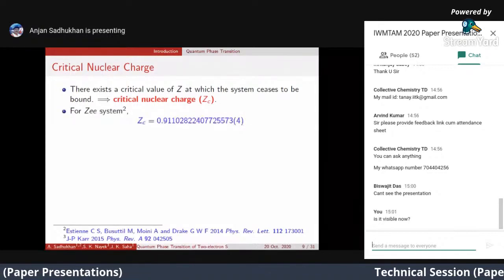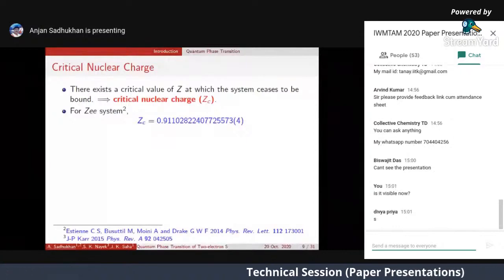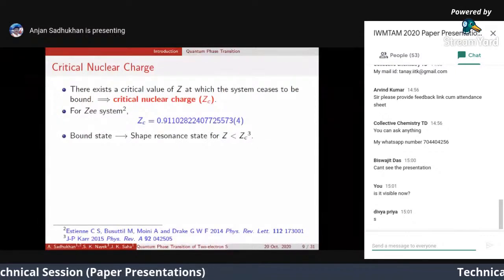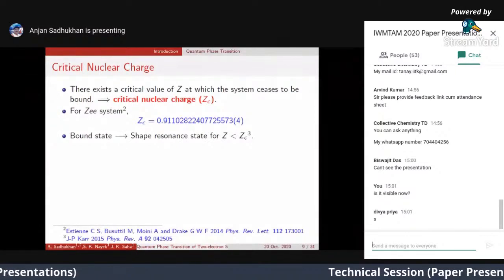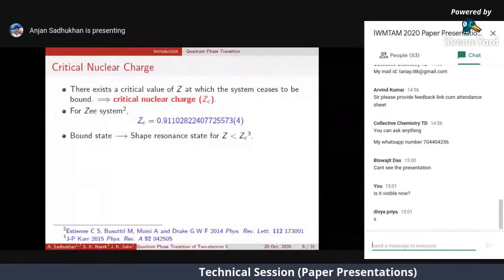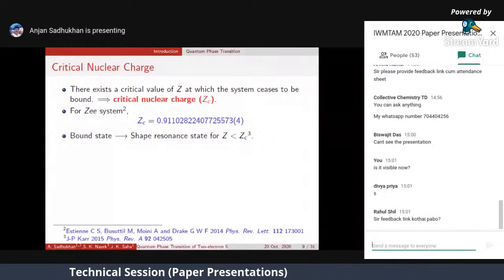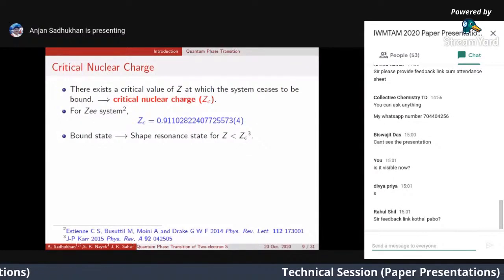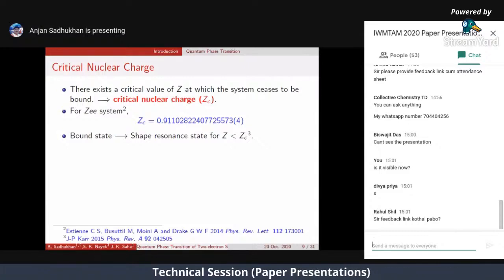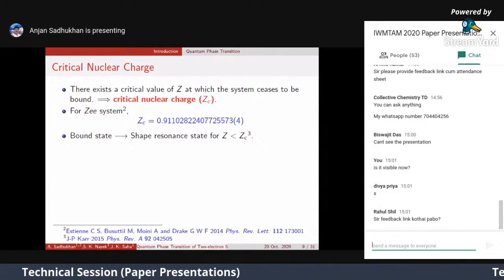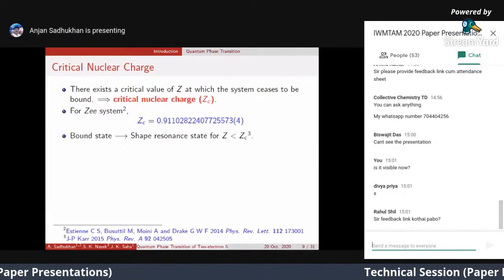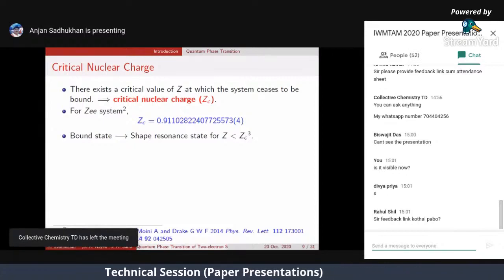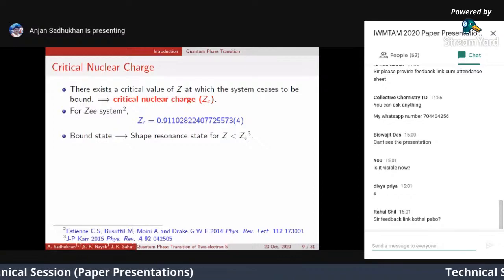reported the most accurate value of Zc for a two-electron system. Moreover, they have also predicted that the outer electron among these two electrons will remain localized near the nucleus even at Z equals Zc. That means at the critical nuclear charge, the electrons will not be detached from the system, and it will remain localized near the nucleus. Not only that, they also proposed that the bound state changes smoothly into a shape resonance state for Z less than Zc.